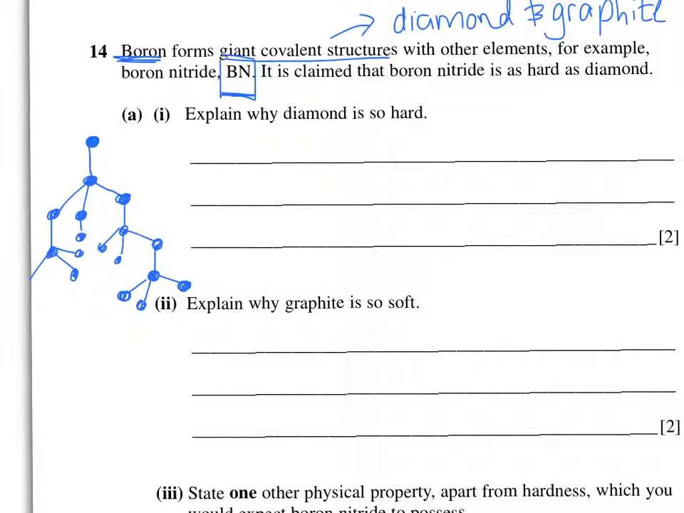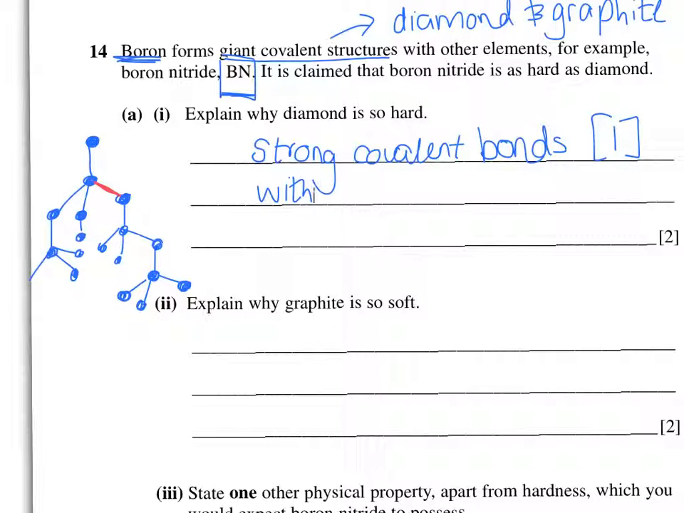The 2 things that you need to mention here are that those carbon atoms are connected by these strong covalent bonds. Okay, so the first point is about the strong covalent bonds. Strong covalent bonds, that's 1 mark. And the second mark is for saying within a giant structure or throughout the lattice, that extend throughout the lattice, that sort of idea.